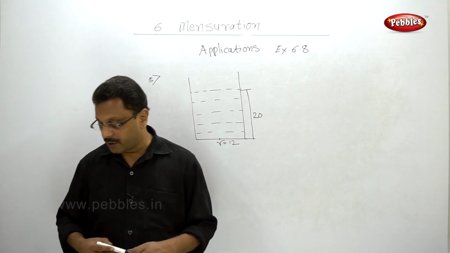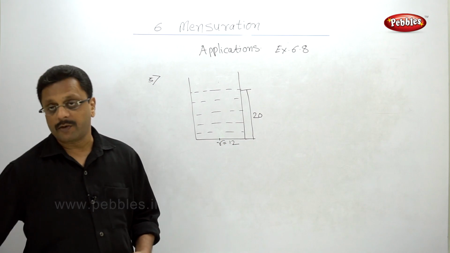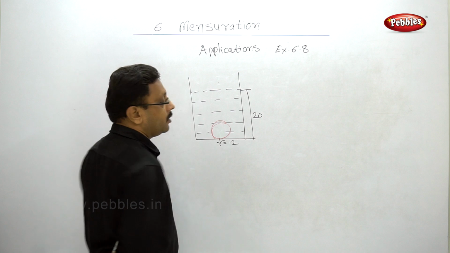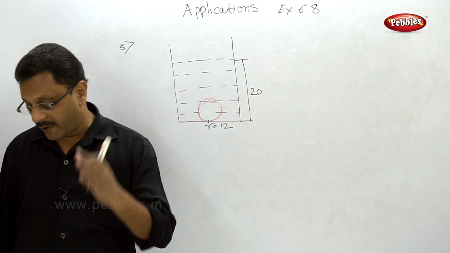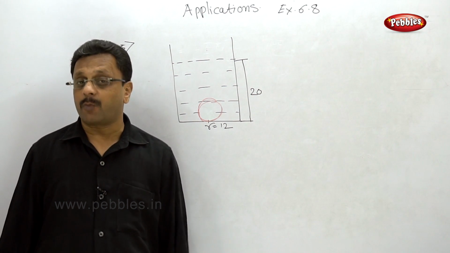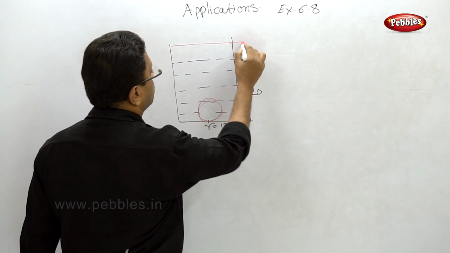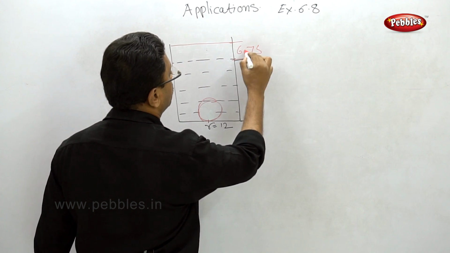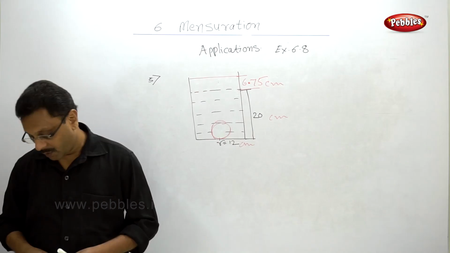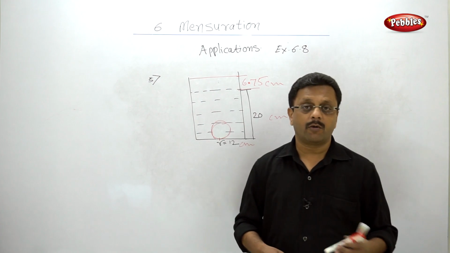A spherical iron ball is dropped into the cylinder. If I drop a spherical iron ball into this, what will happen? The level of the water will rise, correct? A spherical iron ball is dropped into the cylinder and thus the water level is raised by 6.75 centimeters. Now this water level is raised by 6.75 centimeters. What is the radius of the ball? What is the radius of the ball?